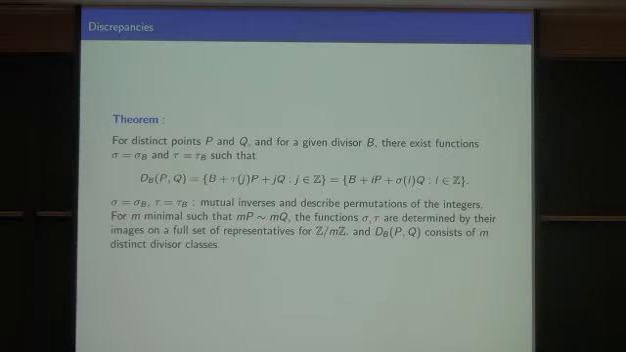Right? That means what? dBPQ consists of m distinct divisor classes. So when you know the m values, you know everything because it's modulo m. So you just need to know the m representatives.